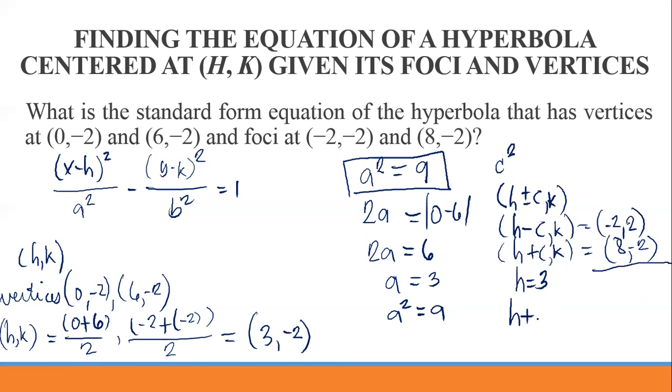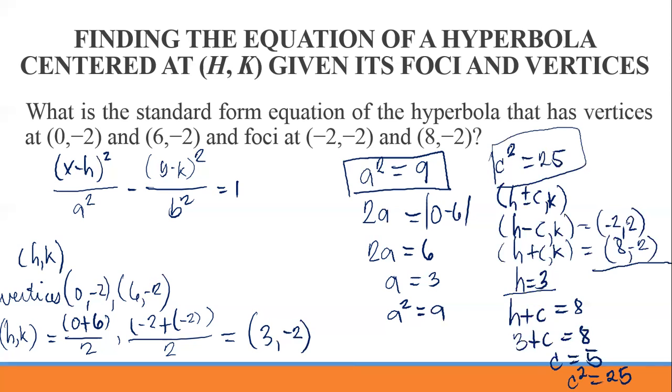So, h plus c equals 8. Alright. And then yung value ni h, so 3 plus c equals 8. Kaya, ang c natin ay 5. Okay? c is 5, and then c squared now is equal to 25. So, nakahanap na natin yung value ni c squared. So, kulang na natin yung space. So, dito na lang.